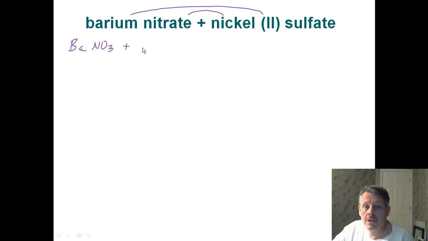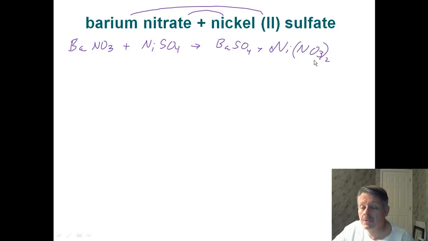Barium nitrate plus nickel(II) sulfate will give me barium sulfate plus nickel(II) nitrate. Right, so since it's nickel(II), that's going to have to be a 2. Let's see, barium nitrate. Barium has a +2. Nitrate has a -1, so I have to have 2 of those. And as I look across this, I am balanced. Okay, so that is my equation.